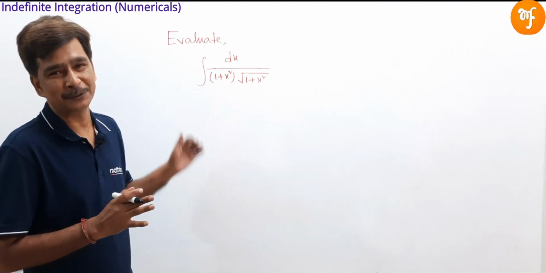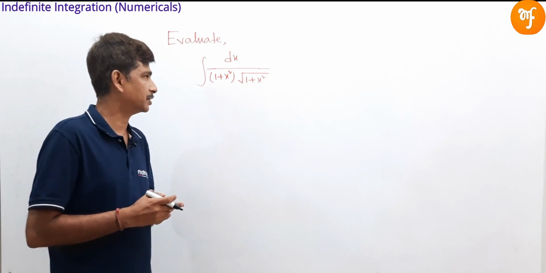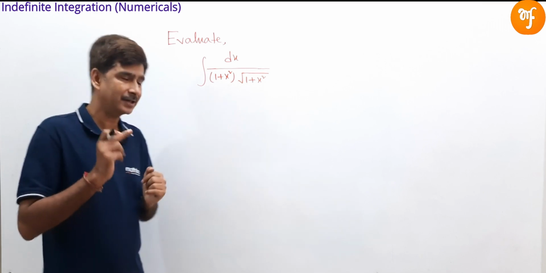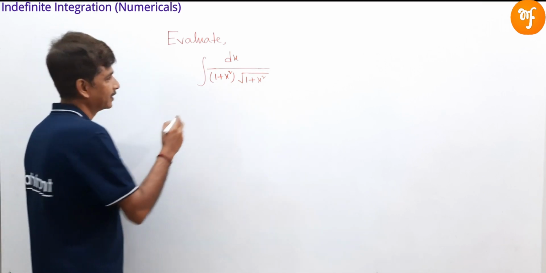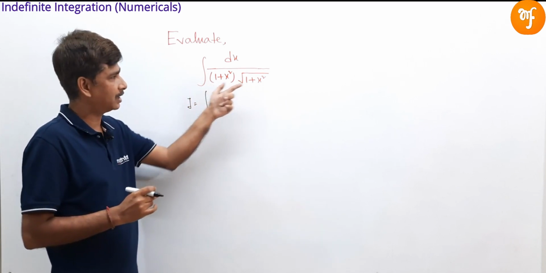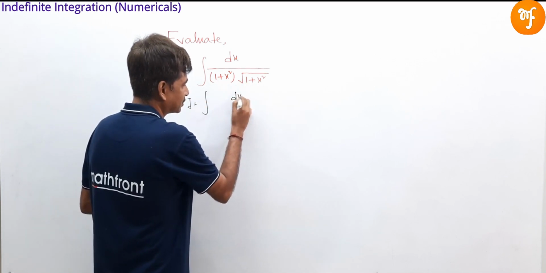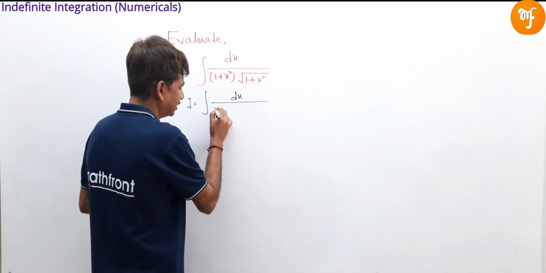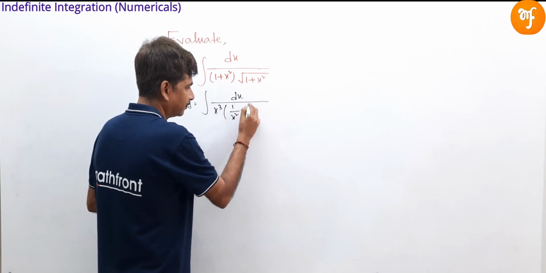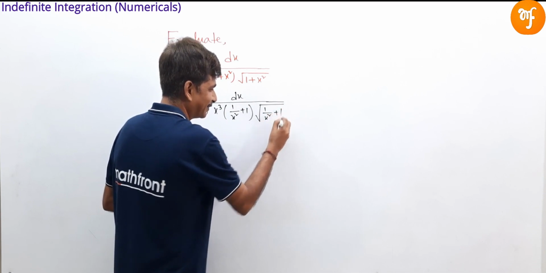Now come to the next example. So friends, come to another example, that is the integration of dx divided by 1 plus x square into square root of 1 plus x square. We can solve this numerical in two ways. Look, the first method is to take common x square from the first factor and take common x square from inside the square root. So what happens? The integration of dx divided by x cube into 1 by x square plus 1 into square root of 1 by x square plus 1.